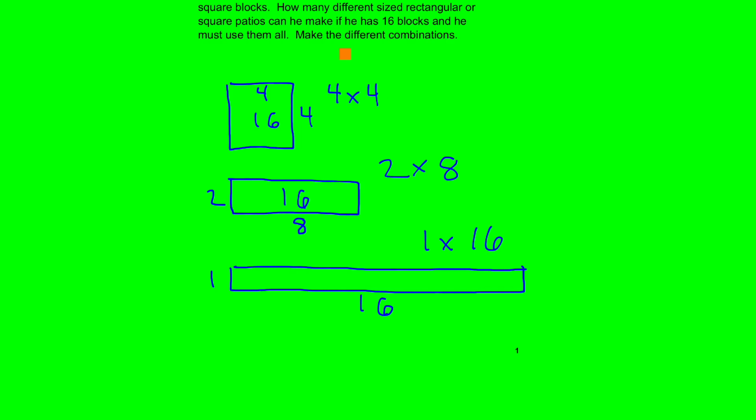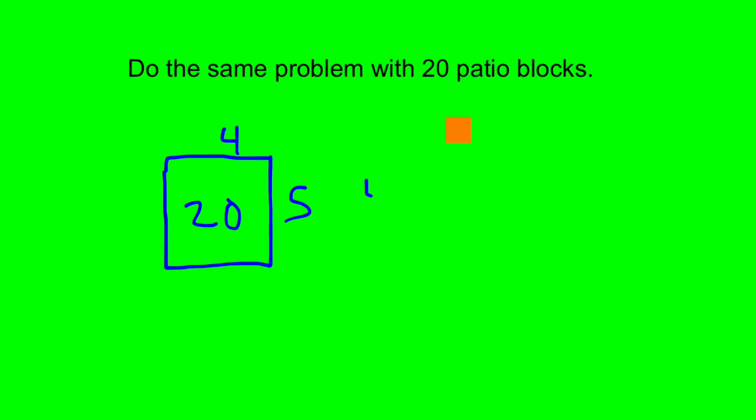So then what I asked them to do the next day is I asked them, could you do the same problem with 20 patio blocks? But I didn't give them the squares this time. And they came up with this situation. They came up with what might be called the other side, a 4x5 rectangle. That would use 20 squares. We would say that's 4x5.